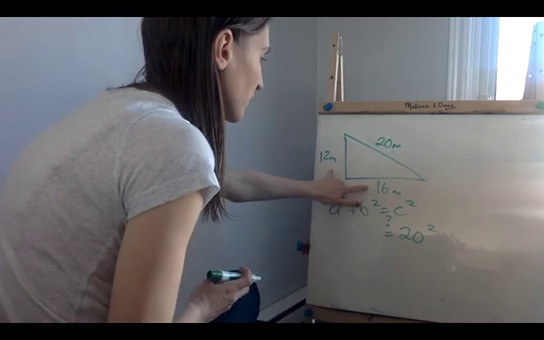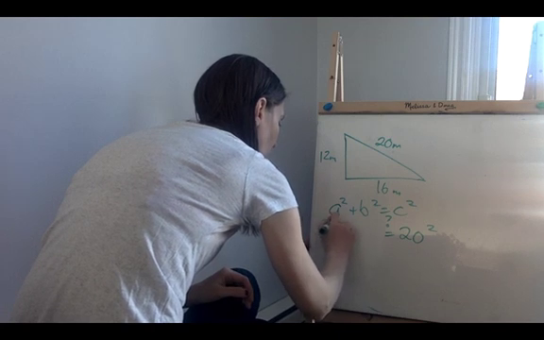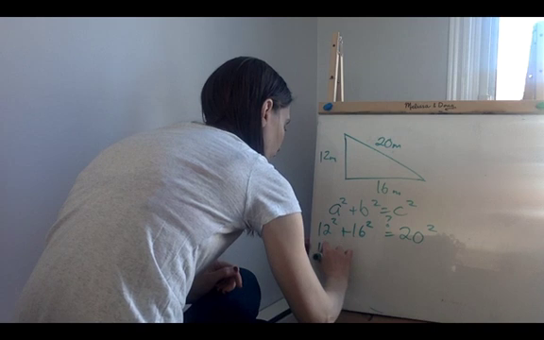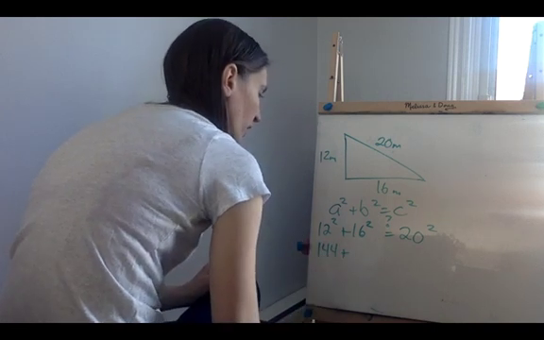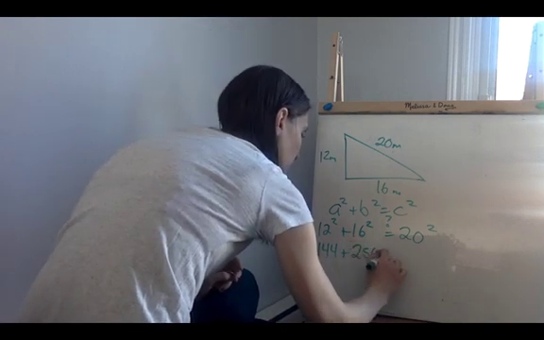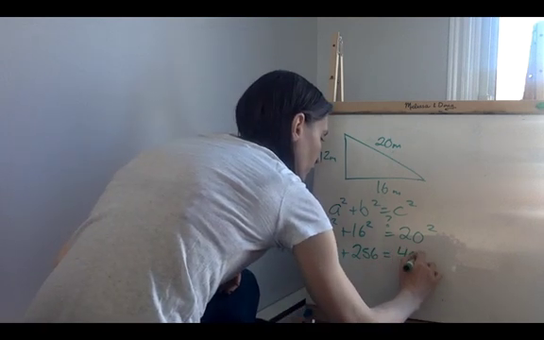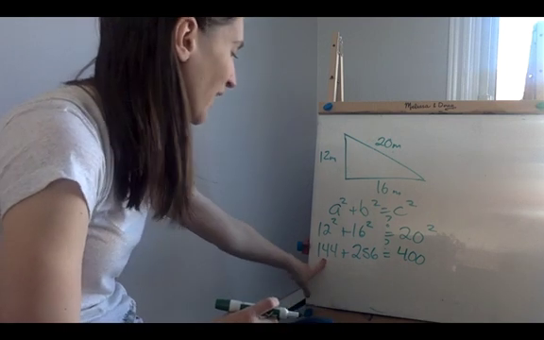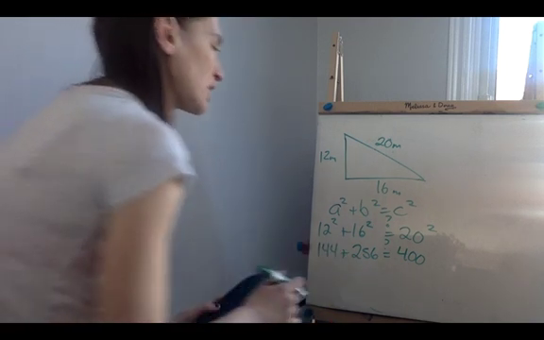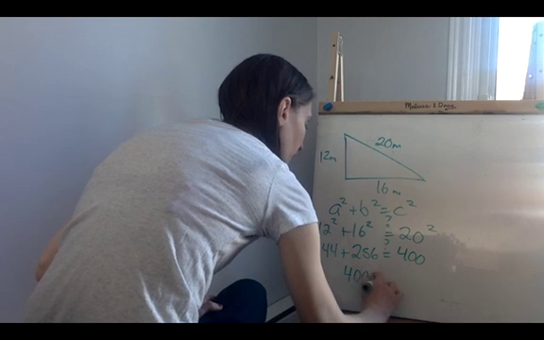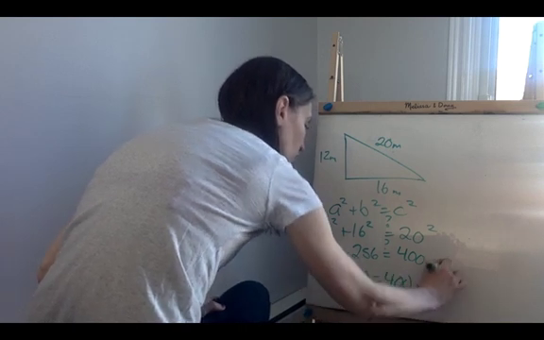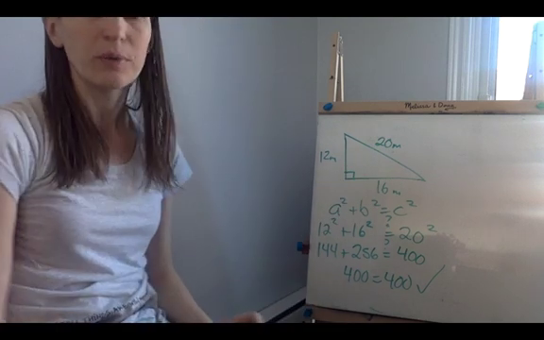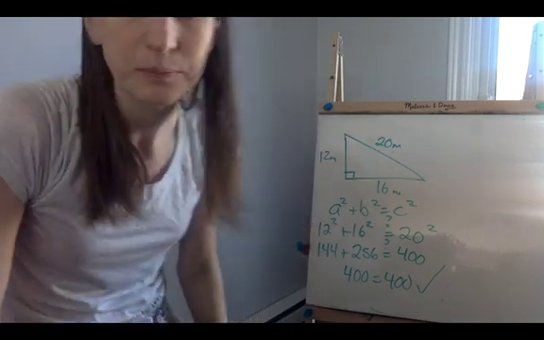So our legs would be 12 and 16, so we'd have 12 squared plus 16 squared. 12 squared is 144, 16 squared is 256, and 20 squared is 400. Again, we're questioning, are these two things equal? If we add 144 and 256, we get 400. And there you go, 400 equals 400, so this has to be a right triangle because the side lengths fit the Pythagorean theorem, okay?